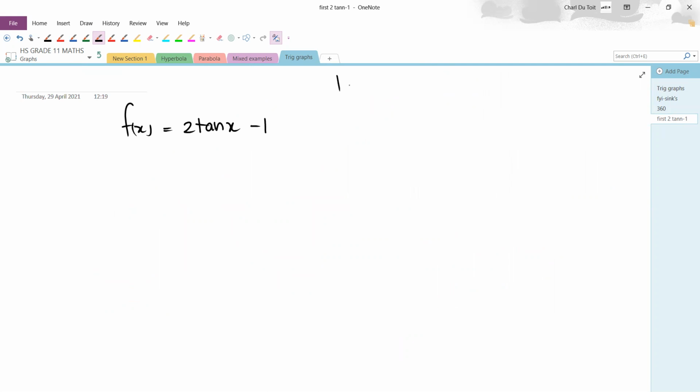Now, important, tan has a period of 180 degrees. Sin and cos both have periods of 360 degrees. So one tan graph takes 180 degrees to draw, while one sin and one cos graph takes 360 degrees to draw. I'm just going to draw the basic tan graph to start with.